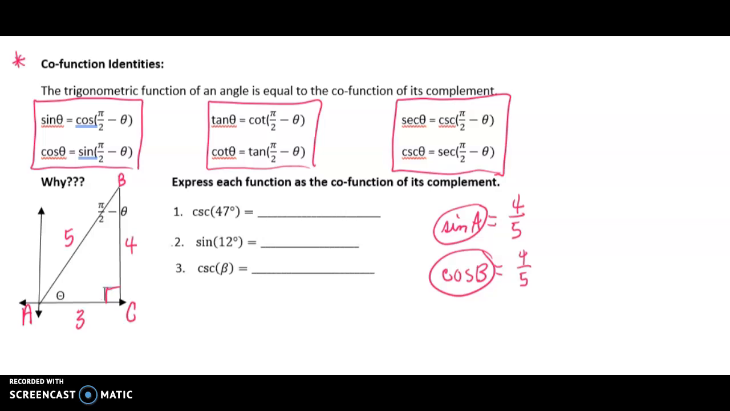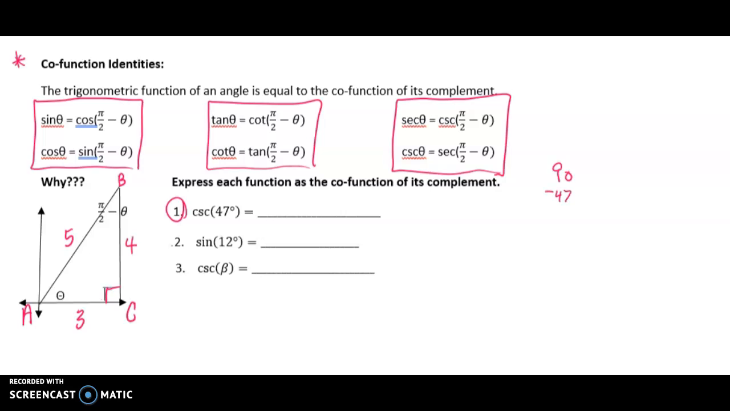So let's just see how we're going to do this. Let me erase this. Remember what complements are: two angles that add up to 90. So if I took a 47-degree angle, 90 minus 47 is 43.